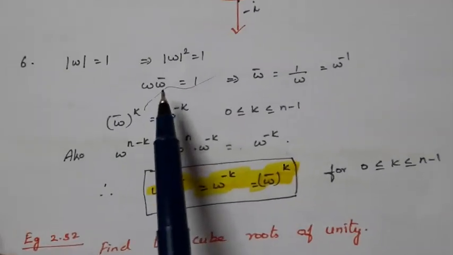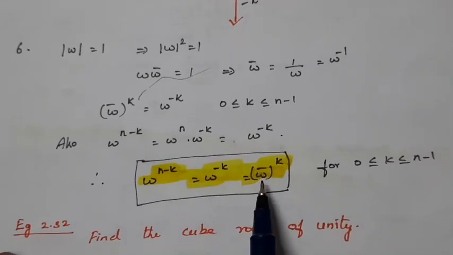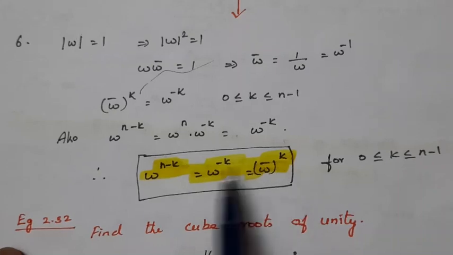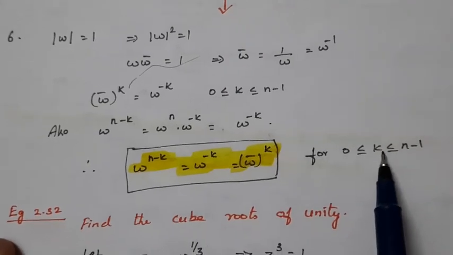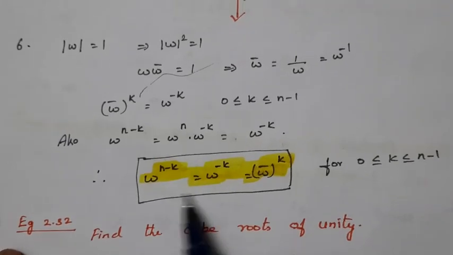Now, the sixth property is omega power n minus k is equal to omega power minus k is equal to (omega bar) the whole power k. All are equal, where k is nothing but a value between 0 and n minus 1. Now, let us see how you obtain this result.